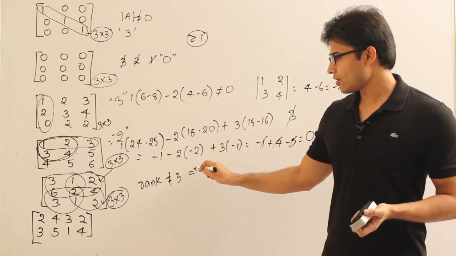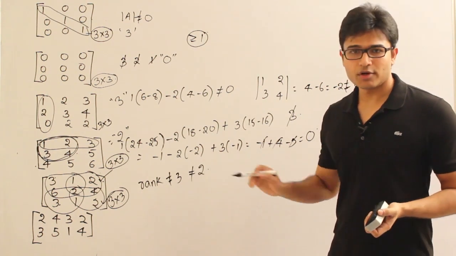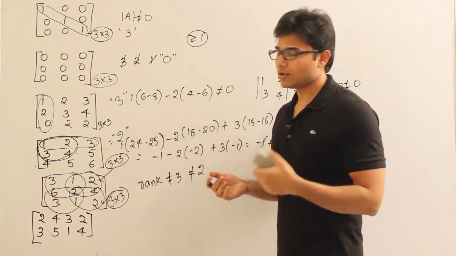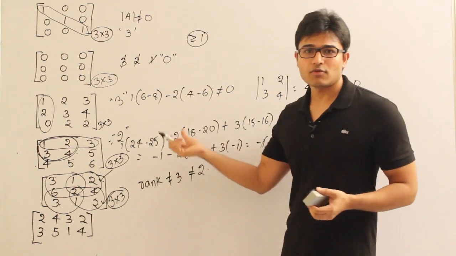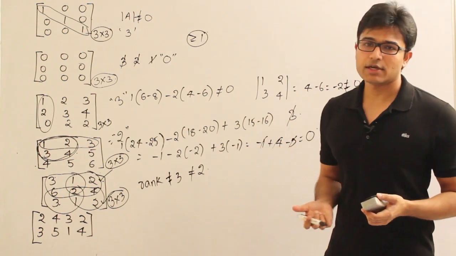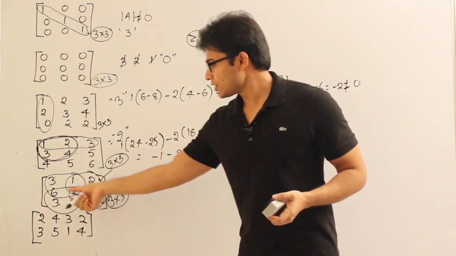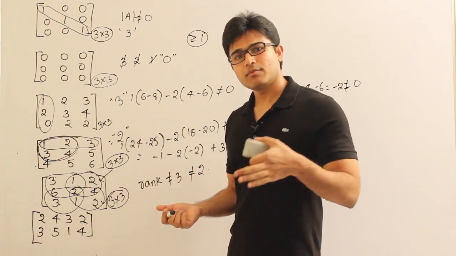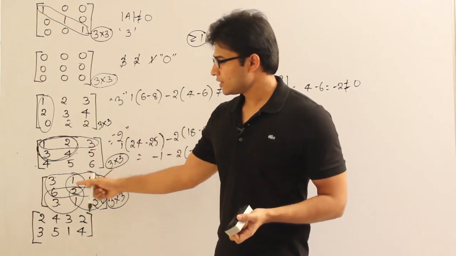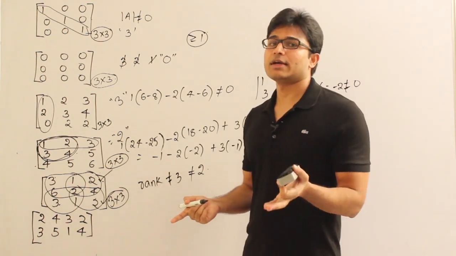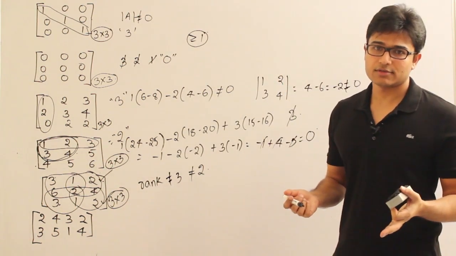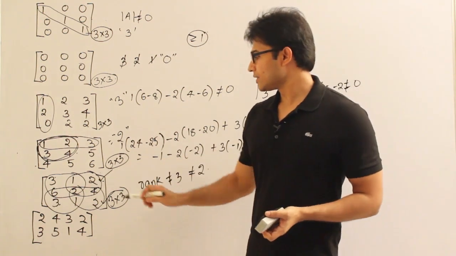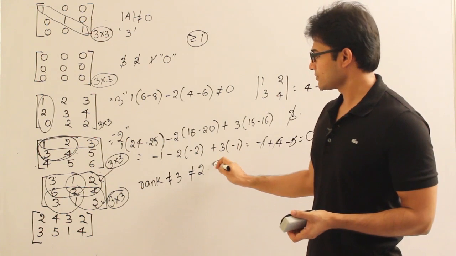Therefore the rank of this is also not equal to 2, because we cannot find any 2 by 2 submatrix whose determinant is not equal to 0. Therefore we have to find a 1 by 1 submatrix whose determinant is not equal to 0. Every 1 by 1 submatrix is nothing but the number itself, and there are many numbers which are not equal to 0, whose determinant is not equal to 0. Therefore we can say that the rank of this one is 1.